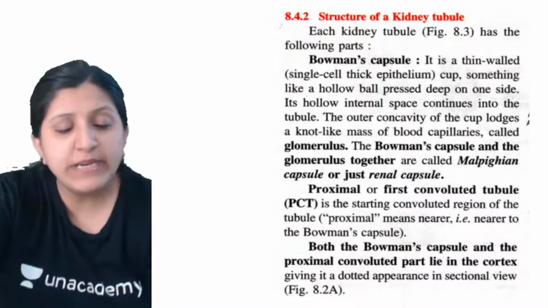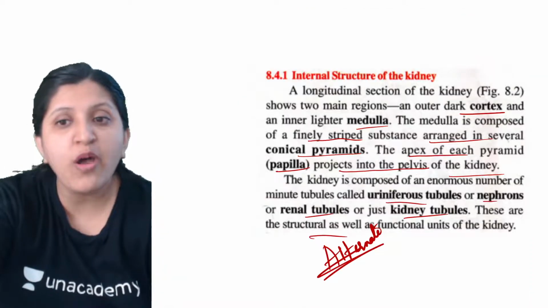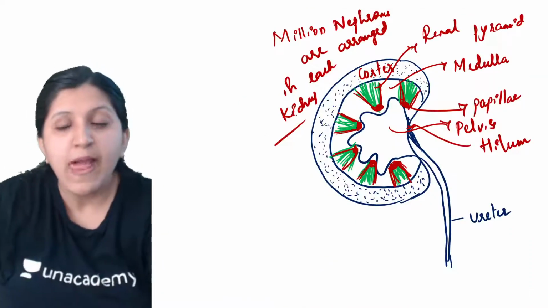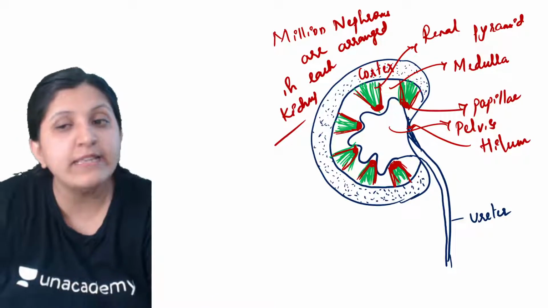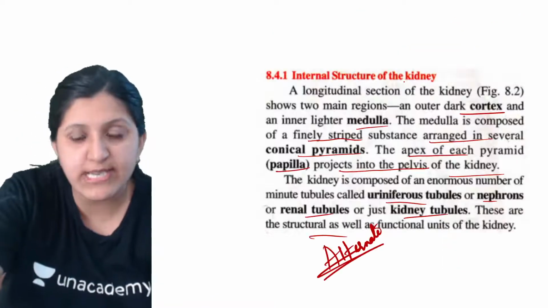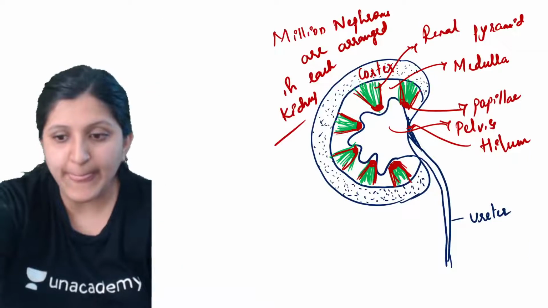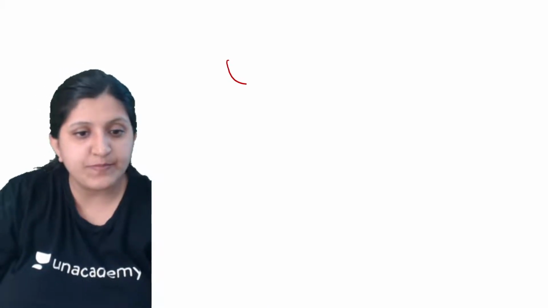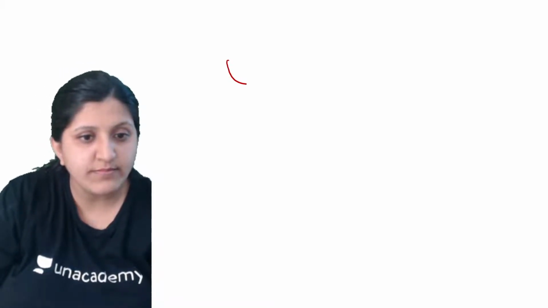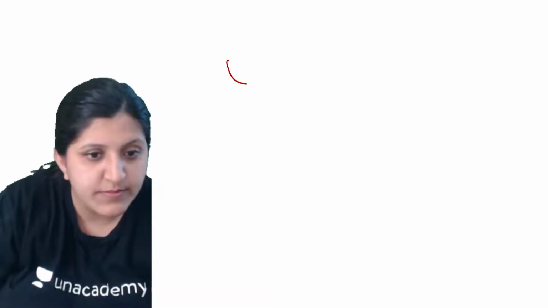So I hope it is clear. I'll just draw the structure of a nephron and show you how exactly the arrangement is done. Let me explain this one. You know the structure of the kidney tubule, right? One second. Where is it?